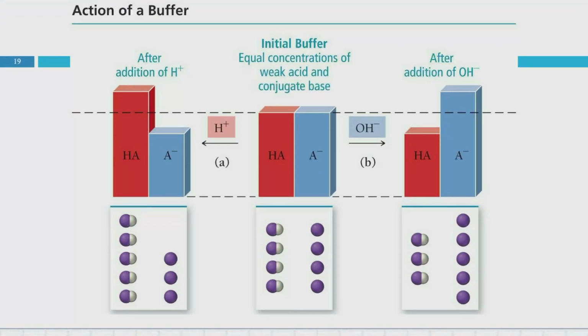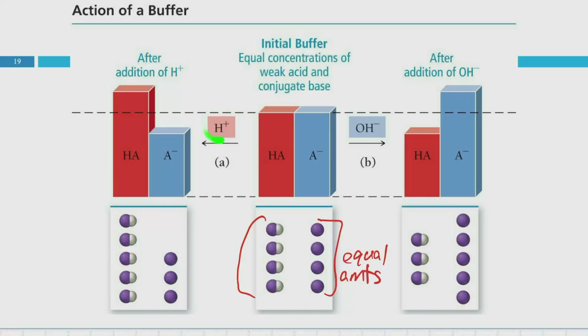So here's what we can do. On the middle here, we've got our initial buffer. We have equal concentrations, so significant amounts, of both our weak acid, represented by HA, and the conjugate base, which is just A-. And we can see in our solution down here, we've got 4 of each. We've got equal amounts of our weak acid and our conjugate base. They don't have to be equal. They can be different. It'll still be a buffer, but this is our best case for a buffer.